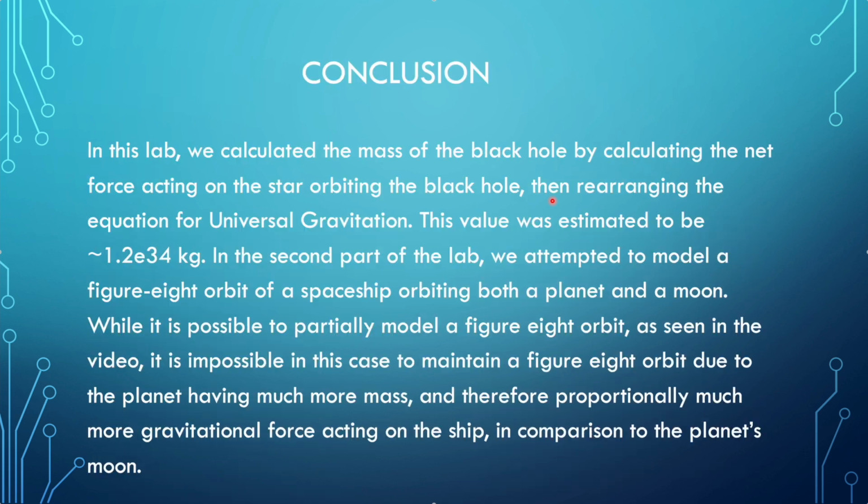And to conclude, in part one we used universal gravitation to find the mass of the black hole, given our random elliptical orbit. And in part two, we had our figure eight orbit, which we were able to partially model, but not fully model, as it's impossible in this case to maintain a figure eight orbit due to the planet having much more mass than the moon, and therefore proportionally much more gravitational force acting on the ship.